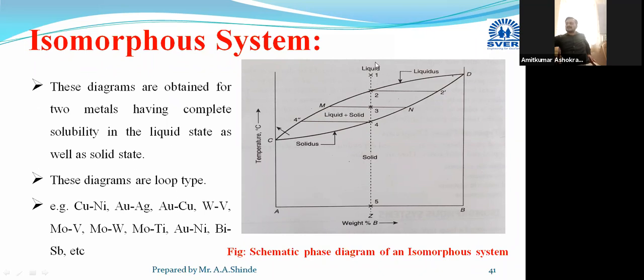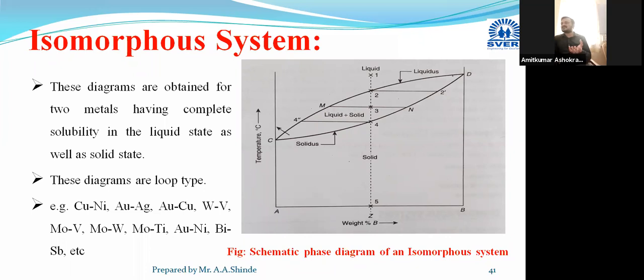And then you have to consider one alloy, and during its cooling you have to write down or explain the microstructural changes. Now first I will start with what is the isomorphous system. These types of diagrams are obtained when two metals have complete solubility in each other in liquid state as well as in solid state. Suppose two metals are there, then they will be completely soluble in each other in liquid state and also in solid state.